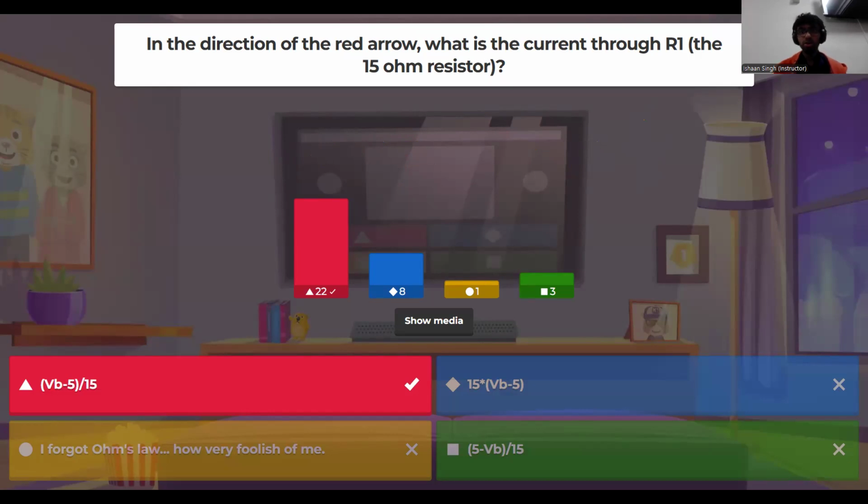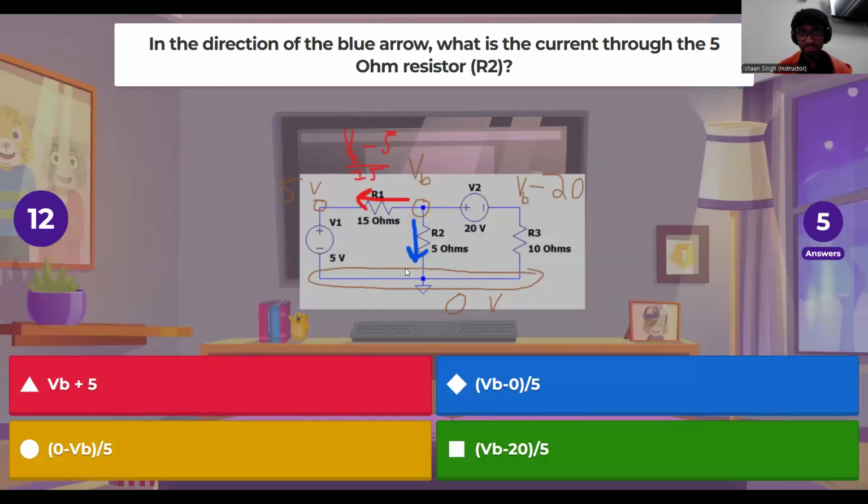So let's just go ahead, go to the next one. Evan K is in the lead. So this drawing is super scuffed, but the blue arrow's in the middle. It's going along the 5 ohm resistor.